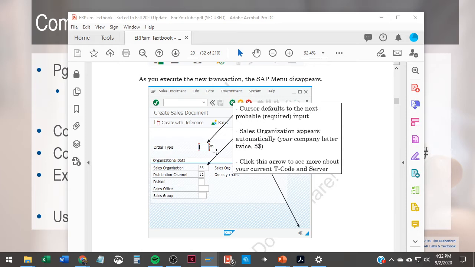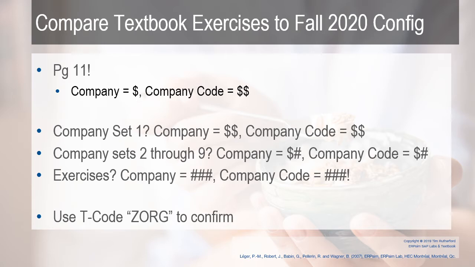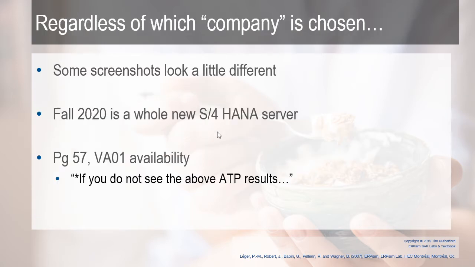And there are a few of these within these exercises where it says, sales organization appears automatically, your company letter twice. And there's only one scenario in which that can be possible, and that's if your instructor decides to use set 1. If they're using anything else, it's going to be different from what it's saying and what the screenshots are showing. I know, a little confusing, sorry. No easy way around that except for posting a video like this so that you're aware of it.